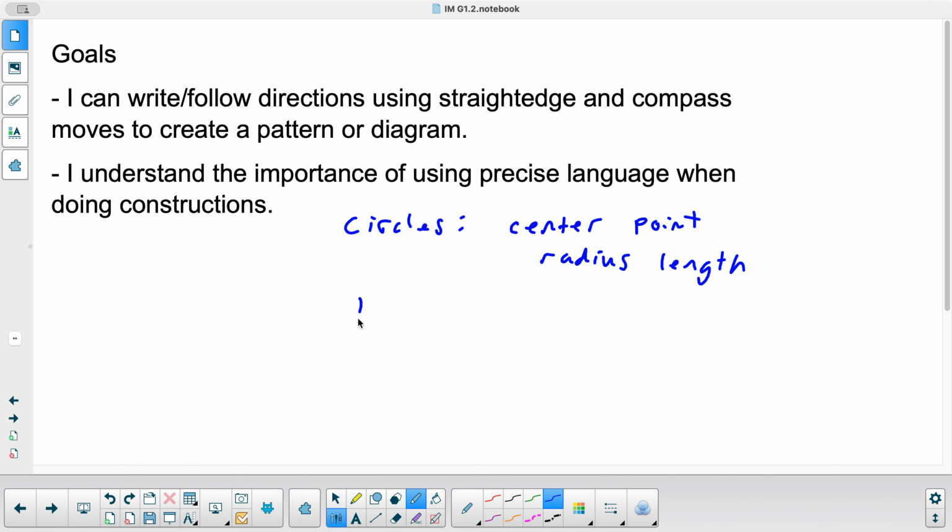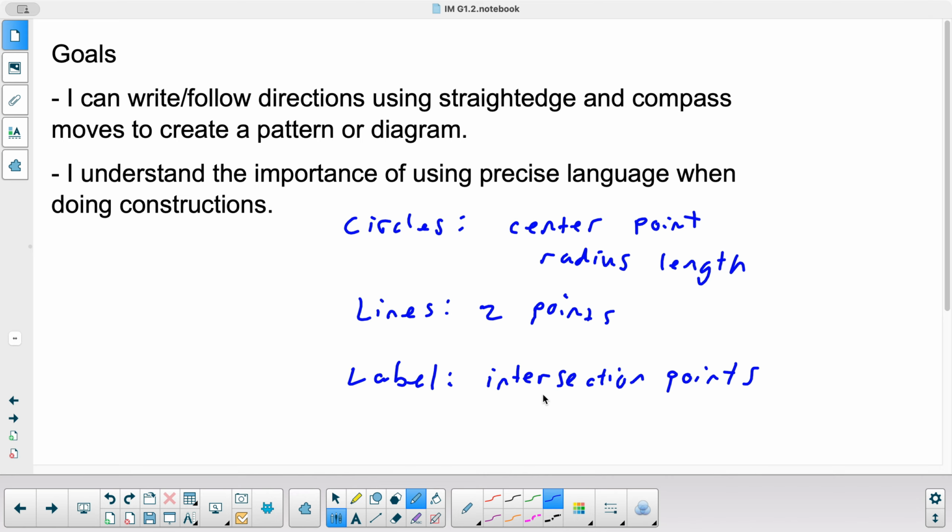Obviously for lines, we need two points. You need to tell me which points to make the line. But those are really important things, and obviously you need to label intersection points. Okay, and then use the new letters that you've created.